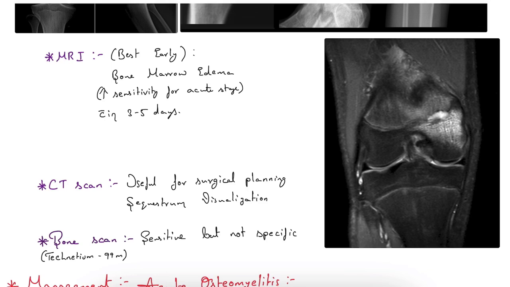initial test for detection of edema. If any patient has edema because of osteomyelitis, then we can see edema in the MRI scan. You can see this image. This is the MRI of osteomyelitis of the distal part of the femur bone. So this MRI increases the sensitivity for the acute stage within 3 to 5 days. MRI is the best early detection for osteomyelitis, and we can see some bone marrow edema also.